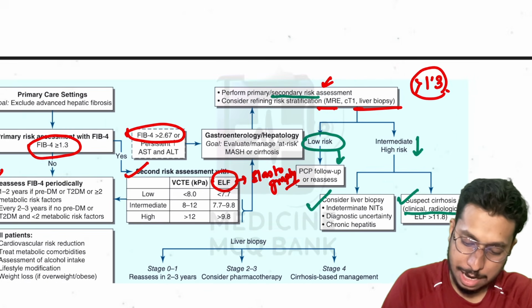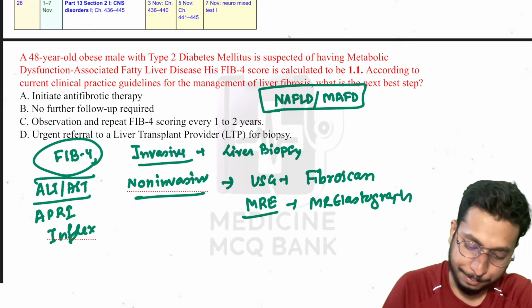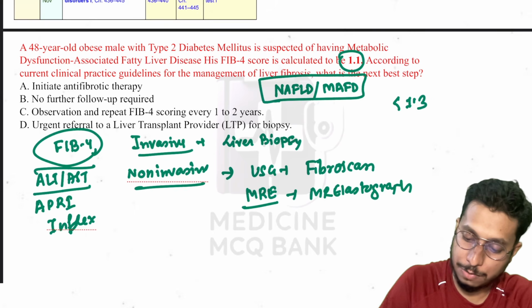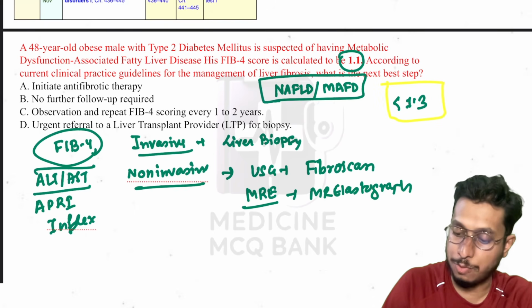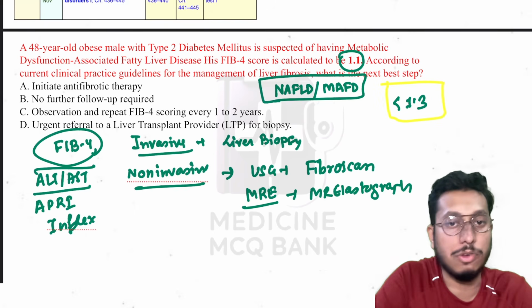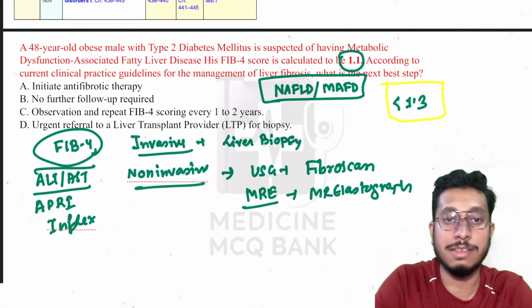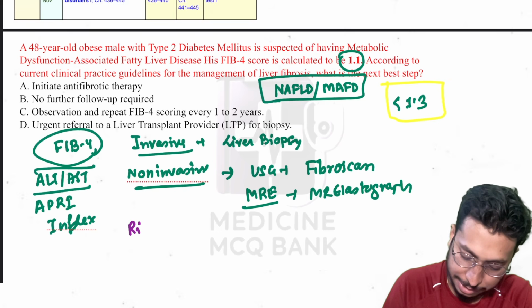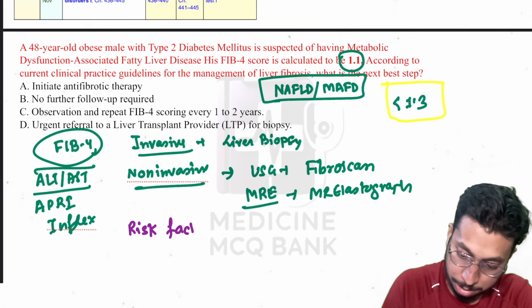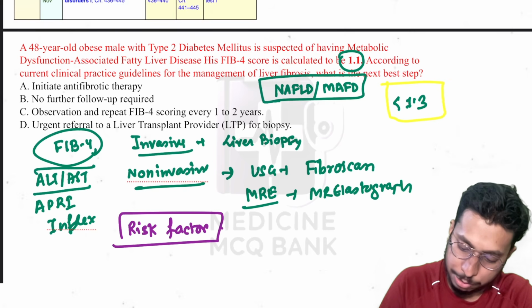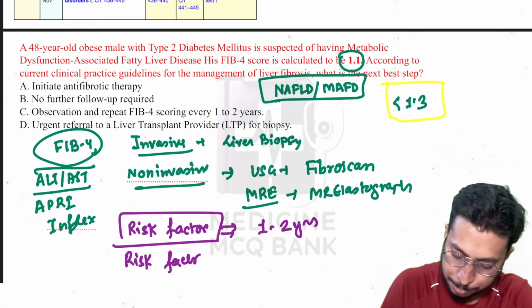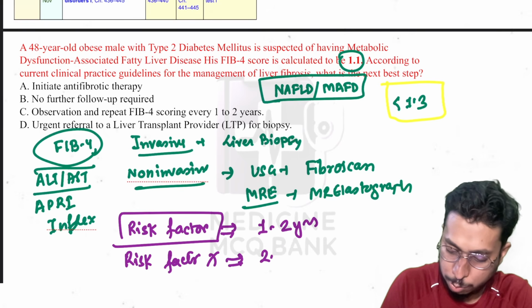Okay, now here what you can see in the question again. The FIB-4 score is 1.1, which is less than 1.3, the value that has been given to us. So what you need to do, you don't need to consider anything here. Just reassess. When to reassess? If at least 2 risk factors are present, then reassess within 1 to 2 years. If risk factors are absent, at this point assess every 2 to 3 years.